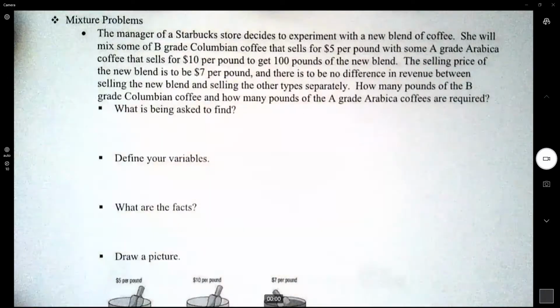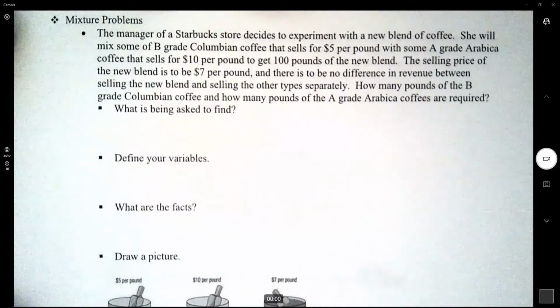Continuing our discussion in section 1.7, let's look at a couple more examples of solving word problems. First, let's look at some mixture problems.